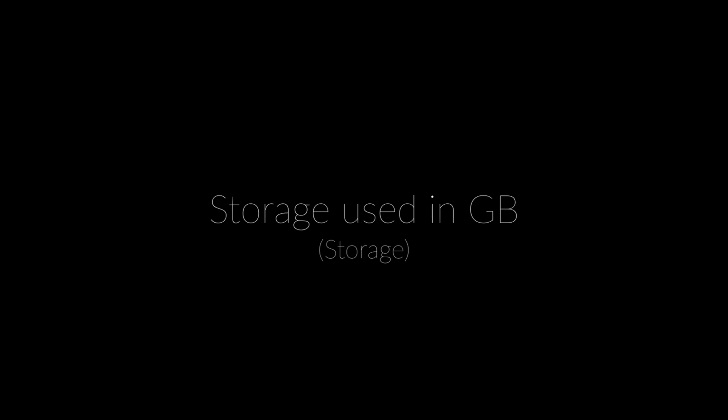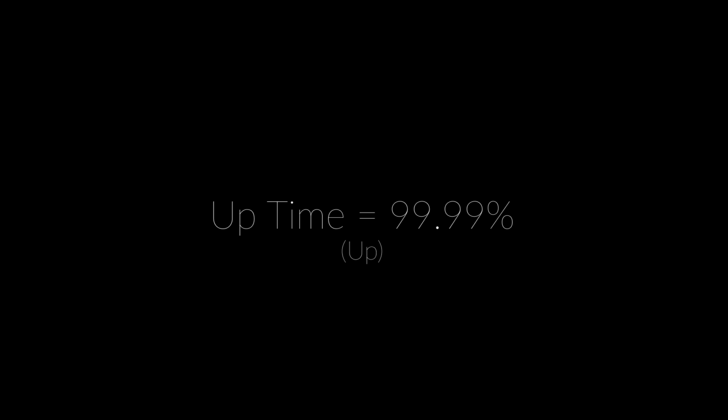The first one is CPU time in hours. The second, memory usage in gigabytes. The third, bandwidth used in gigabytes. Fourth, storage used in gigabytes. And fifth is uptime, essentially making sure the server is on and functioning at 99.99% of the time.